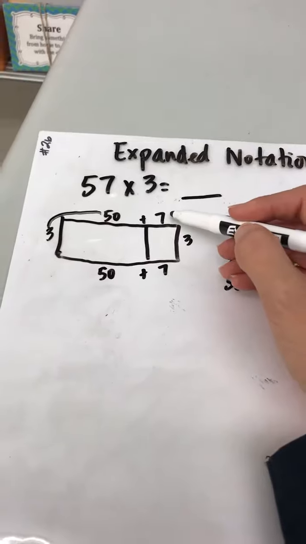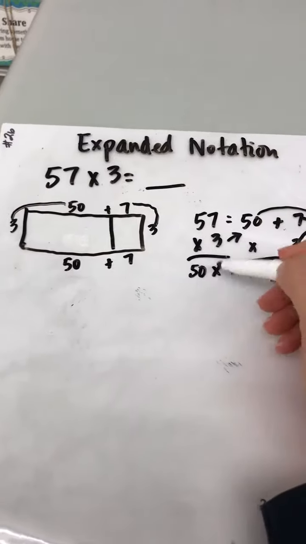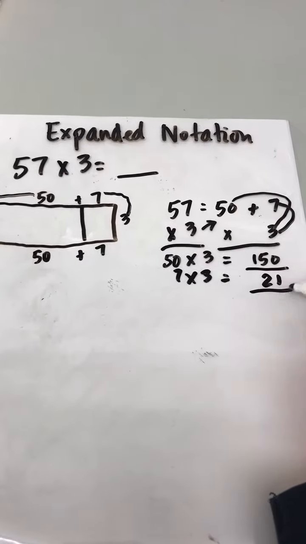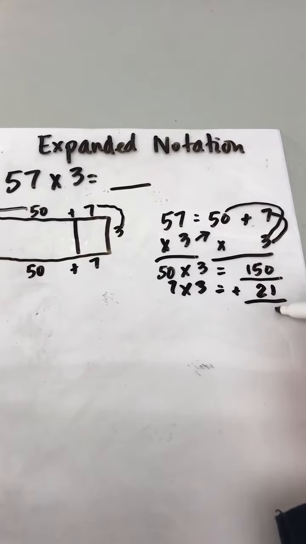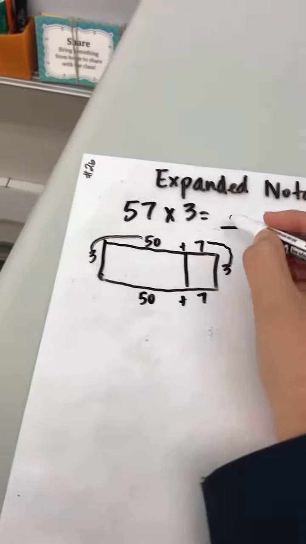And then my next multiplication problem becomes 7 times 3, and I like to show them it over here as well. And 7 times 3 equals 21. And I'm just going to go ahead and add those up now. And now I end up with my final product.